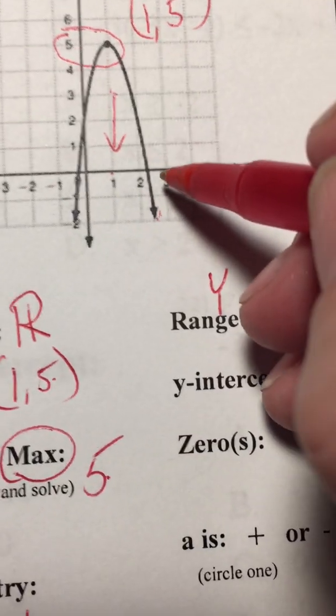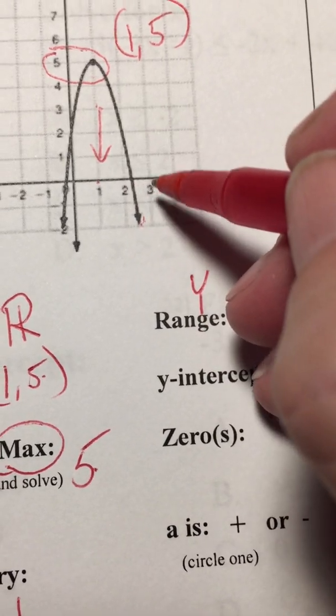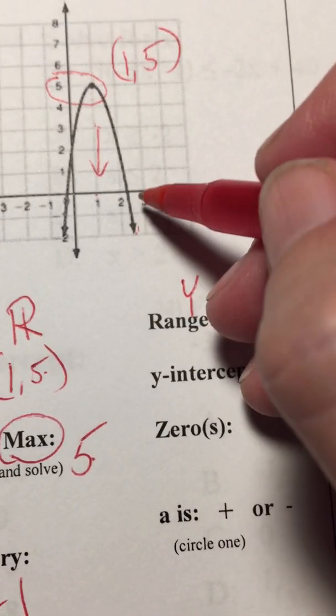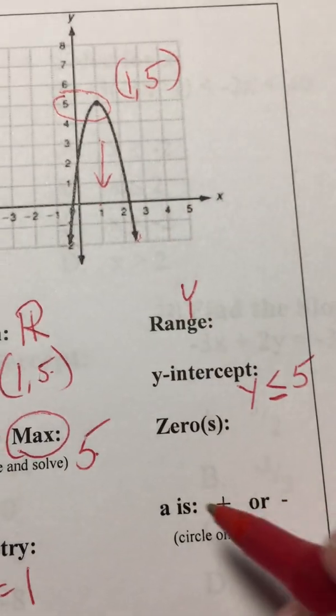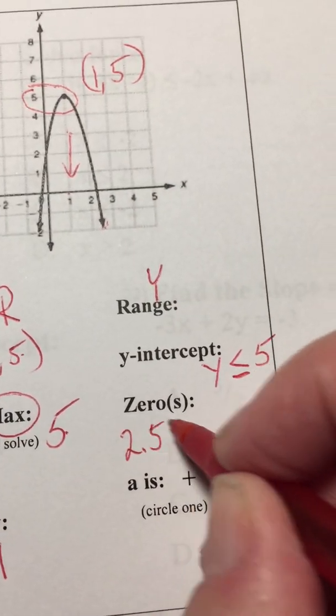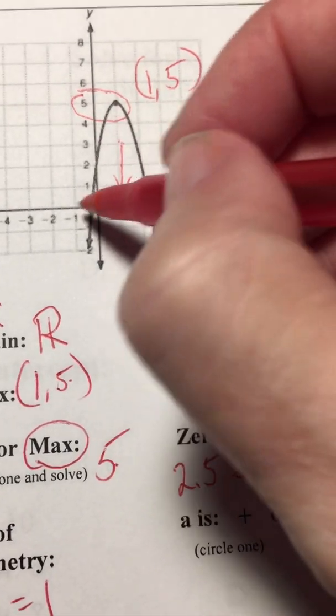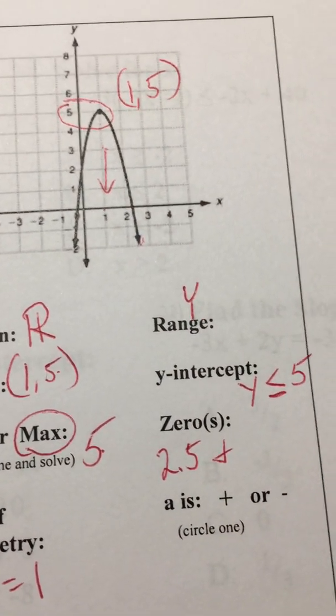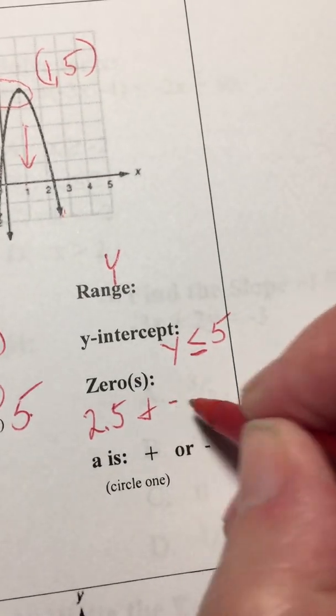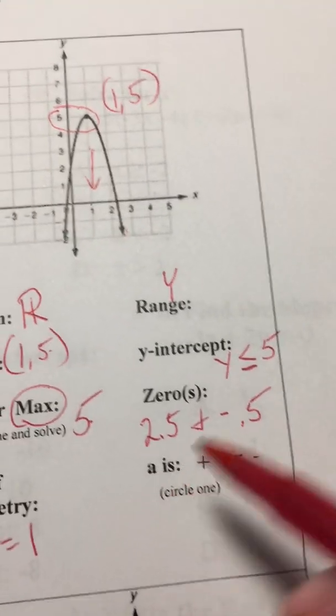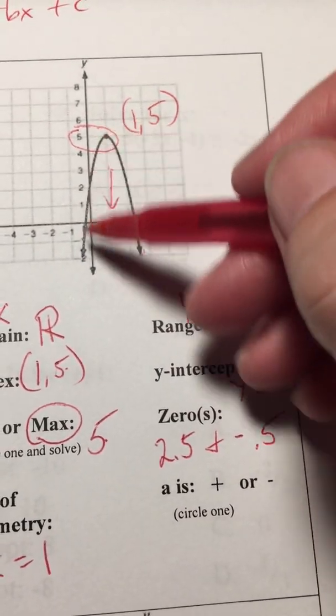Zeros. Let's see where we're crossing. I know it looks like it's closer to 2 than 3, but again, since we're just eyeballing this, I'm just going to estimate that it's between 2 and 3, and I'm going to say 2.5. And the other one over here looks like it's between 0 and negative 1. I know it looks closer to 0 than it does negative 1, but I'm still just going to estimate it at 0.5.